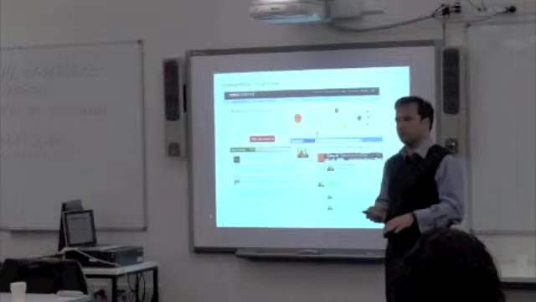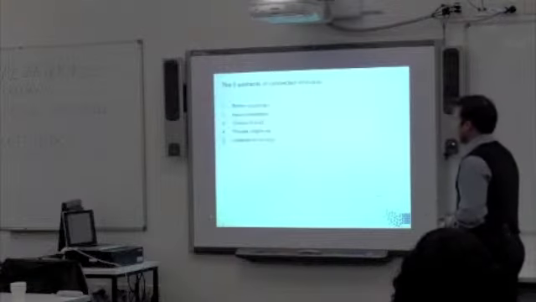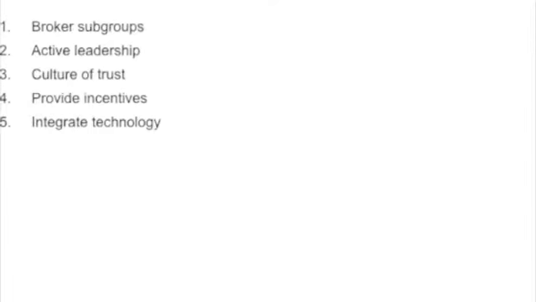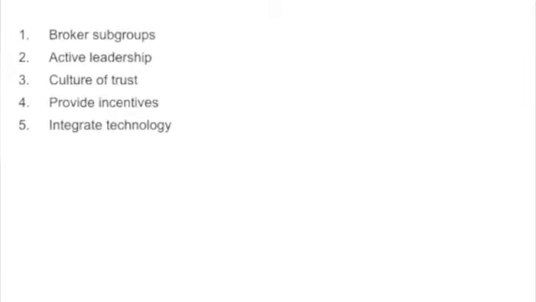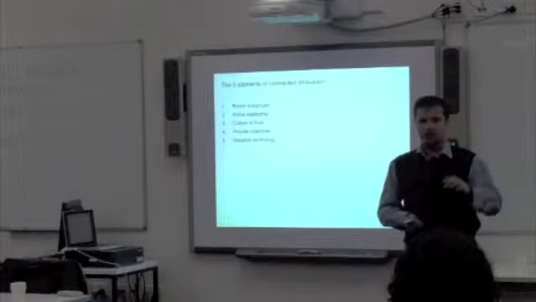These are things that you have to have if you want to run an innovation program using social media. So these are the five elements: broker subgroups, active leadership, culture of trust, provide incentives, and integrate technology. And this is what I'm going to go into now, and I'll show you how they play out in the different models.